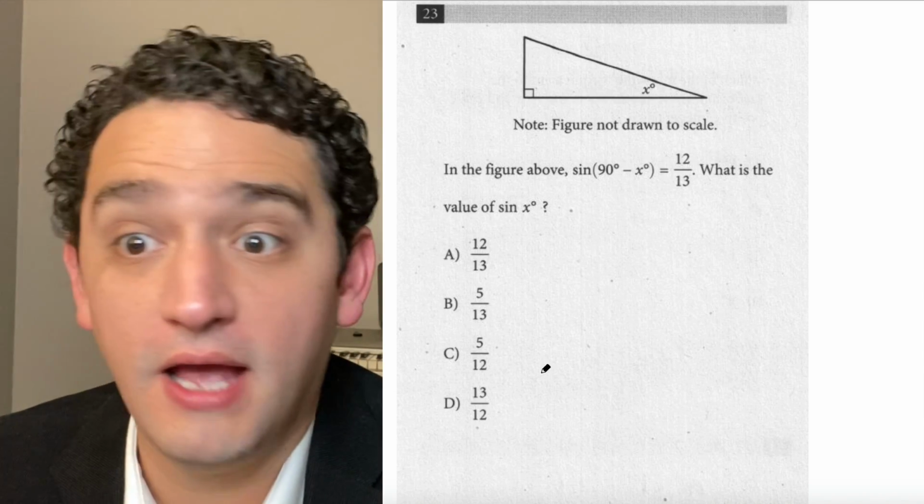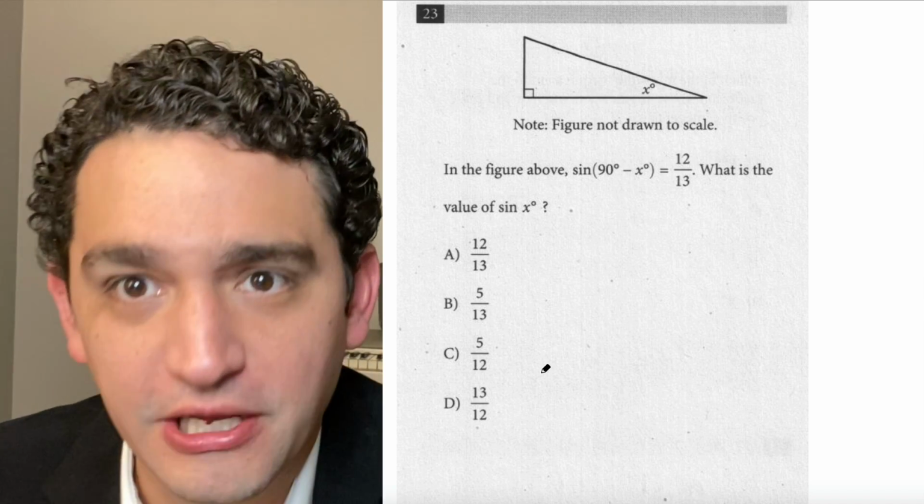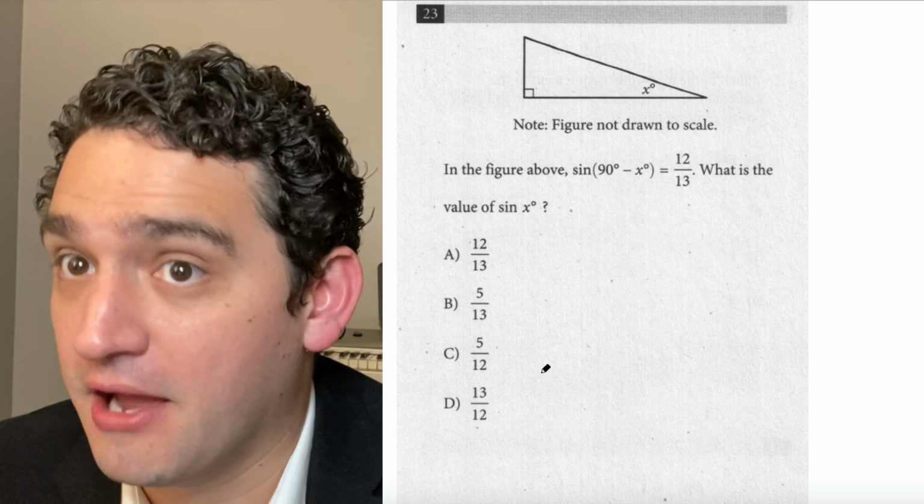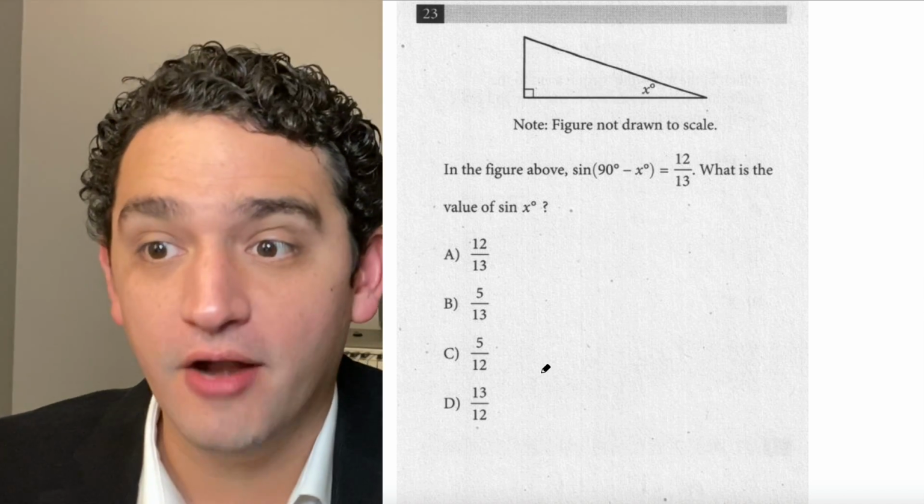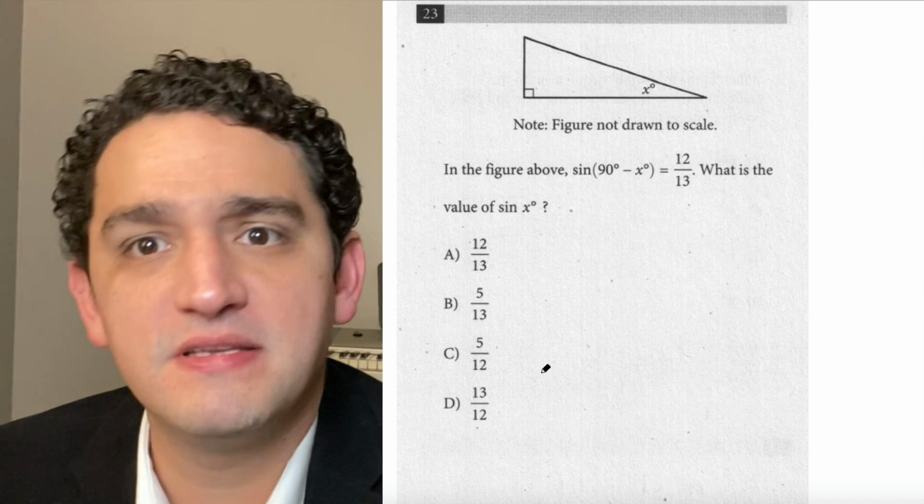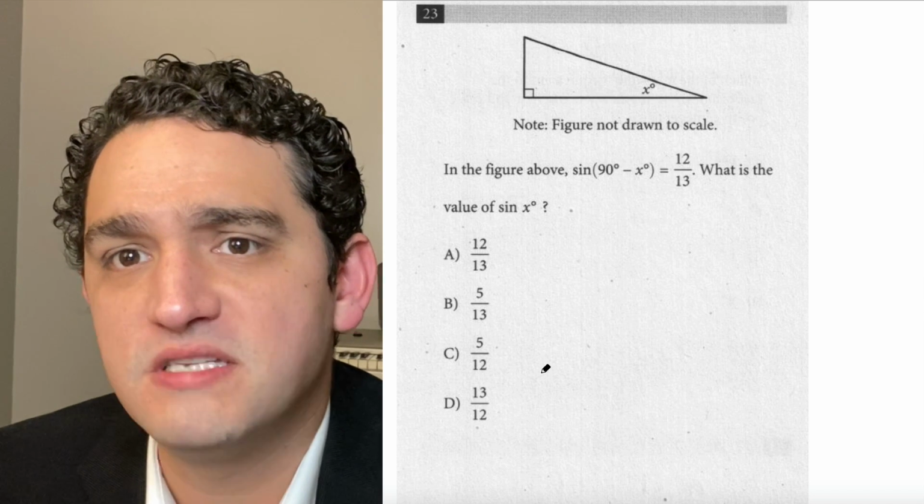We now look at an SAT problem. This is from section 4, the calculator section. Although for our purposes we will not be using a calculator, just so you know, a calculator is allowed here. So, in the figure above, sine of 90 minus x equals 12 over 13. What is the value of sine x?